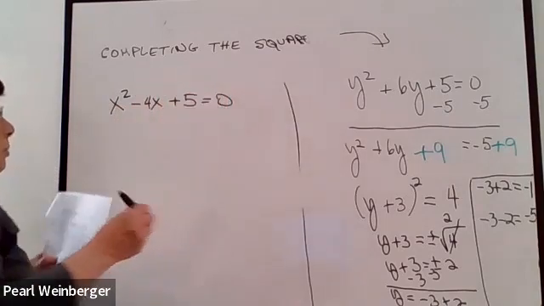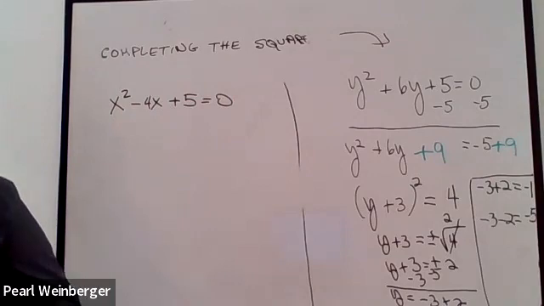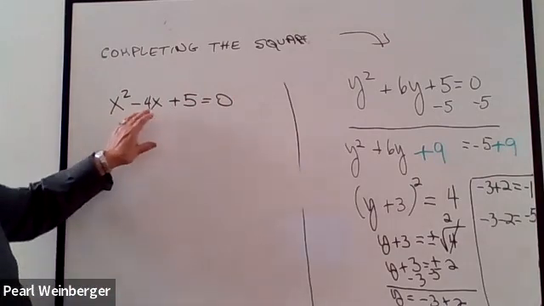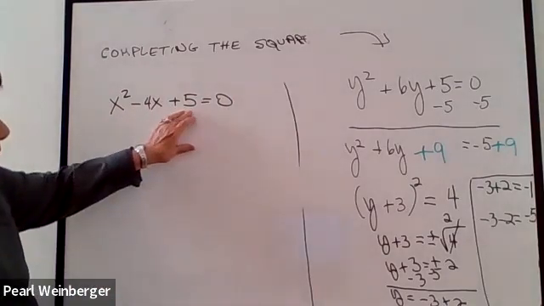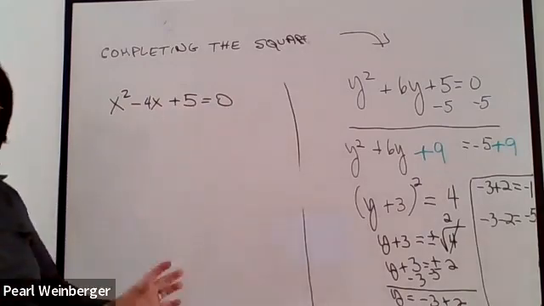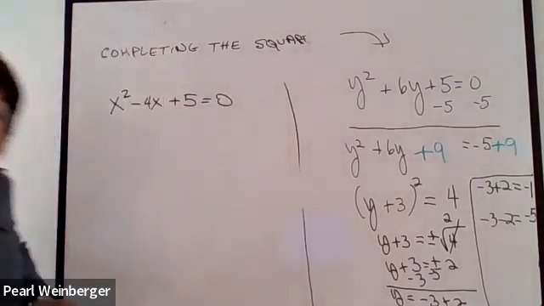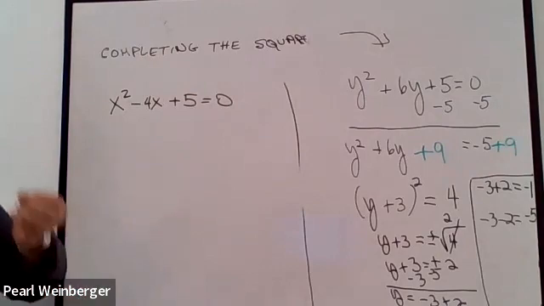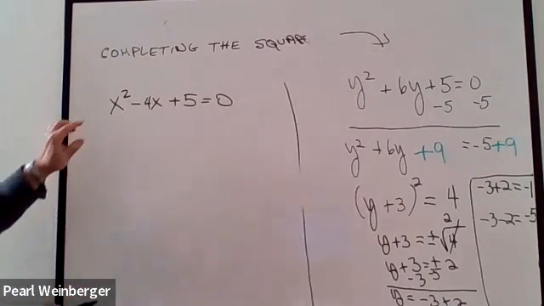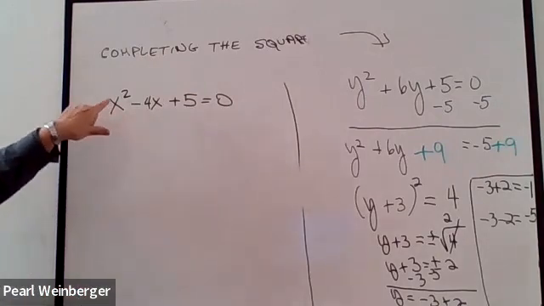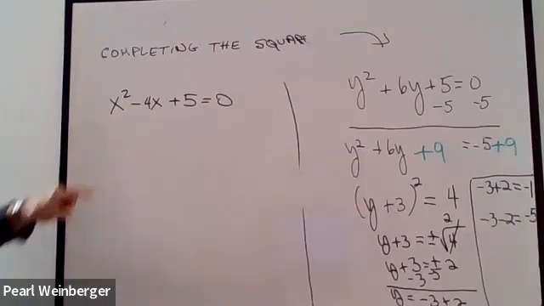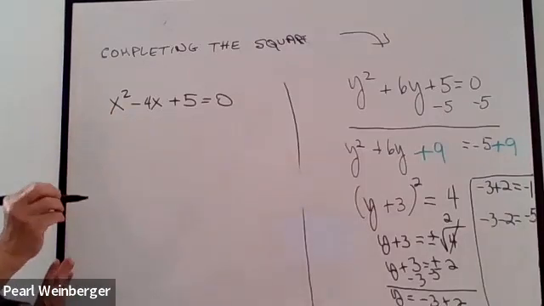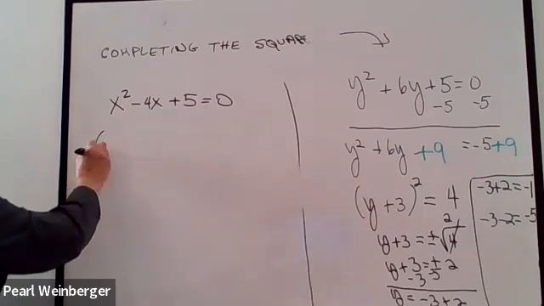Okay, let's take this quadratic equation. X squared minus 4x plus 5. And I'm going to start trying to solve it the way I always solve a quadratic equation, by trying to factor it. I know it's a quadratic equation because it has an x squared. So just watch this because it's not going to work.